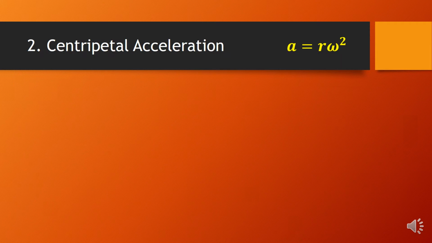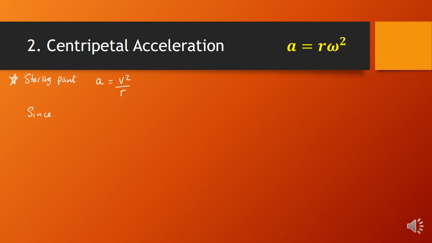Next we have centripetal acceleration, a equals r omega squared, to derive. Our starting point for that is a formula you find in your formula books. It's a equals v squared over r, where v is the linear speed. You don't have to derive that one, you just need to have it to hand as your starting point. So we're just going to make a series of substitutions.